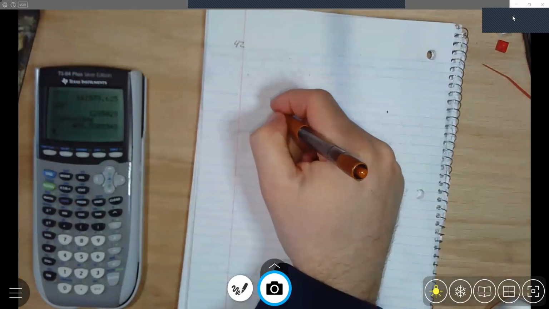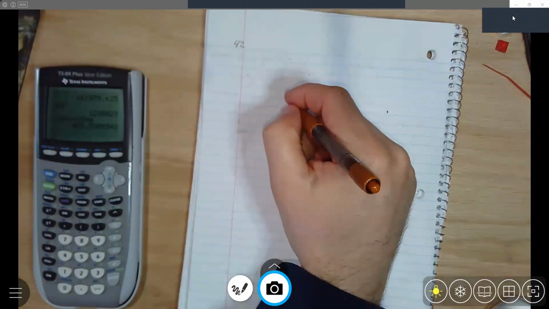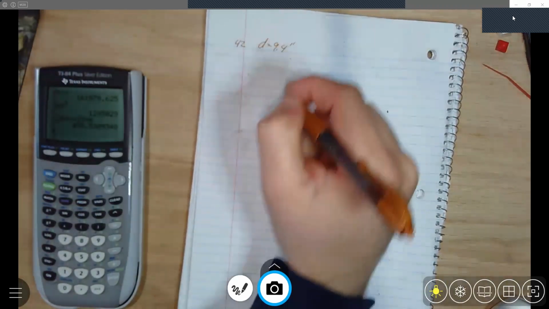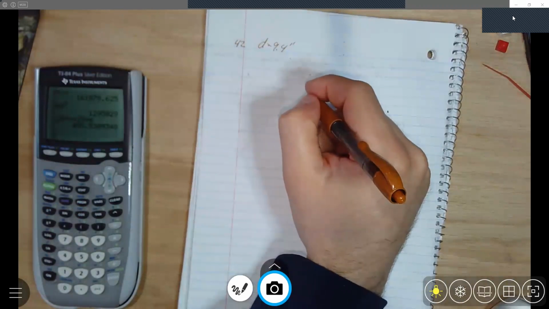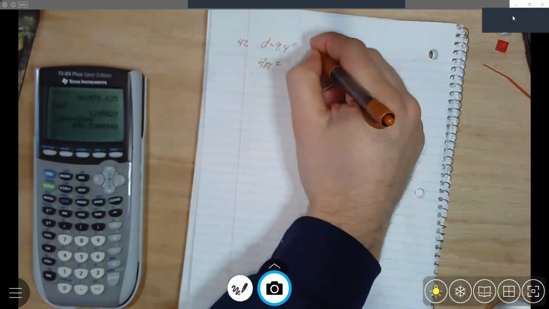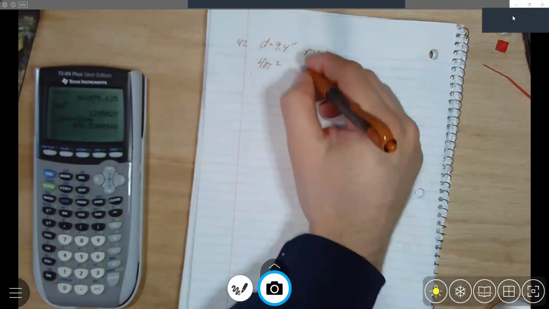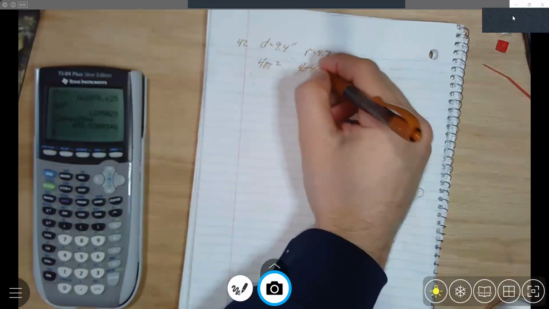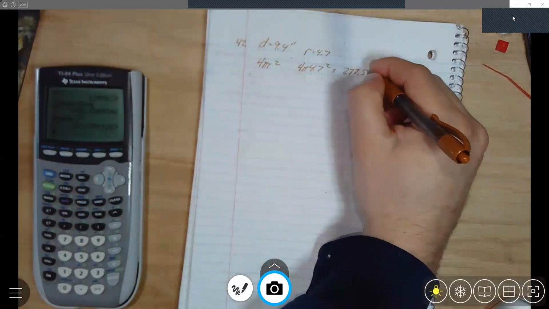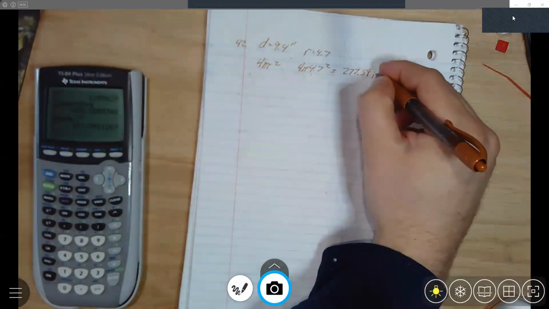42. To the nearest square foot, how much leather is needed to make a basketball that's 9.4 inches in diameter? So we're looking at surface area here of a sphere. So that's 4 pi r squared. So r is going to be 4.7. So 4 pi 4.7 squared. And so you get 277.59 inches.